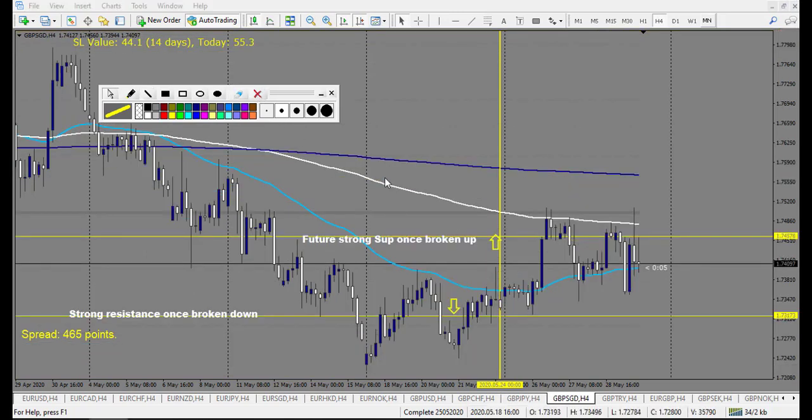GBP Singapore, what do we get? We get a doji, didn't break down because it's not a few pips below. But eventually, if you had entered this trade, it made 1.5 reward and it's a breakout entry, so you should eventually be at break even. So I don't count it, but it might be break even.